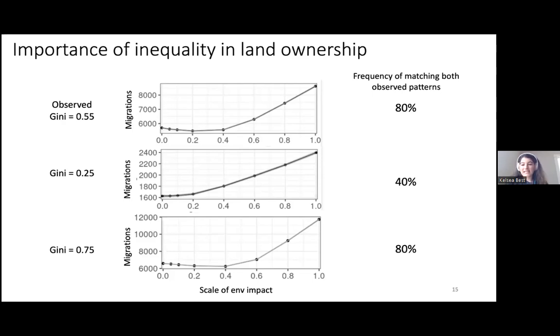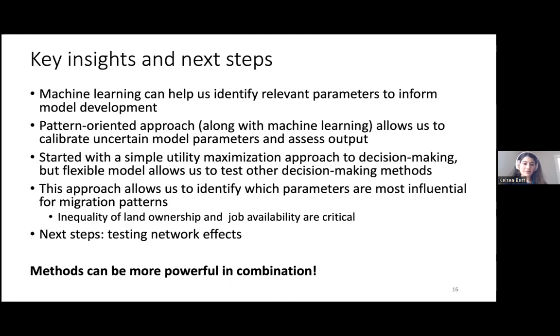We see here, and I'm happy to take questions about this, that actually the distribution of land ownership, specifically inequality in who owns what amount of land, was really important for our ability to reproduce those patterns. So we saw higher levels of inequality within the community yielded much higher rates of success in reproducing the patterns that we saw from the empirical literature. So this is a kind of non-trivial, unexpected result that community inequality really matters when we're thinking about migration patterns.